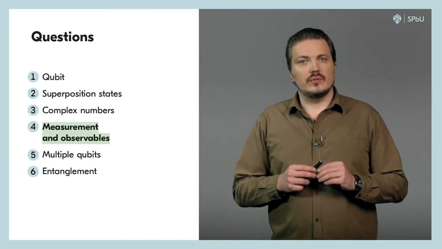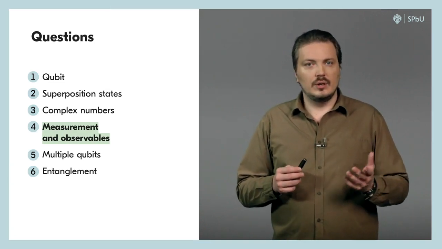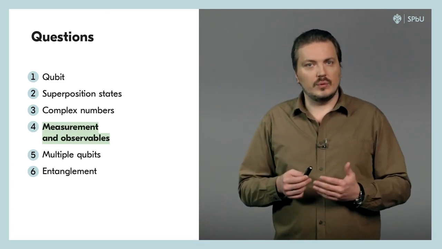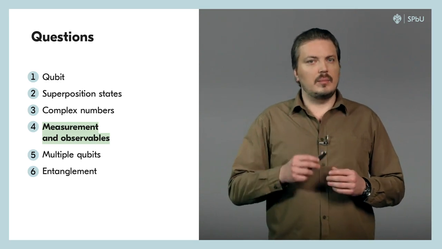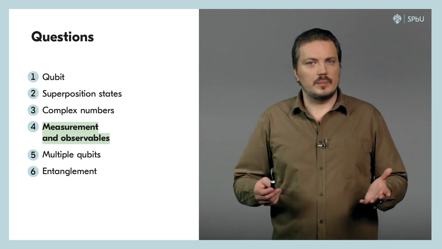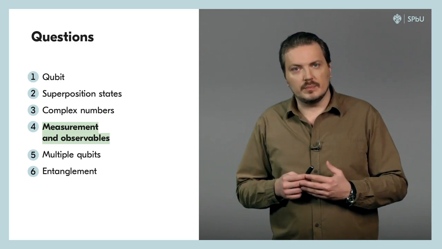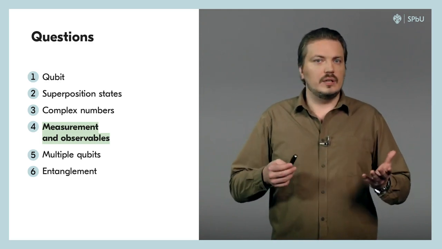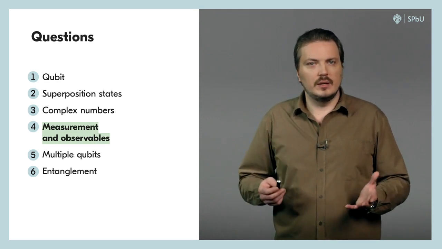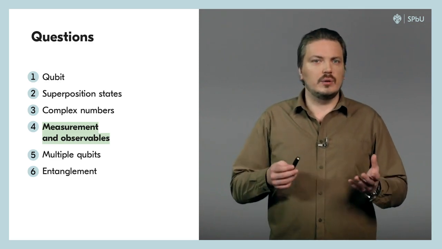Let's recall the list of questions we were going to answer. First, what is a qubit? Why, mathematically, is it a two-dimensional vector? We'll talk about it very soon. Second, what is the superposition state and why is it the source of so-called quantum parallelism? Then, why do we need complex numbers? Then, what is measurement? How are the probabilities of the measurement outcomes calculated, and why so?